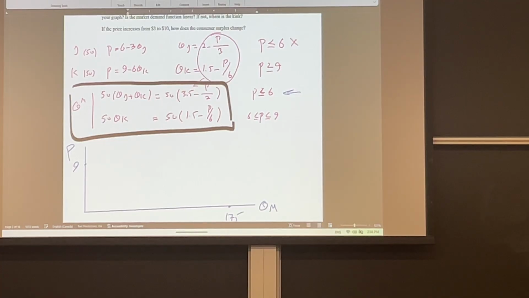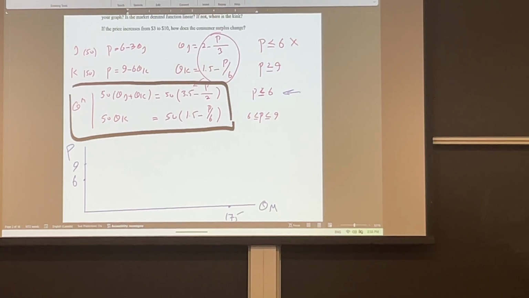The kink is when the price is 6. That's when the two lines intersect. So if you use either of these two, you should get the same number. If you use the second one, that's the easier one. That's 25. Verify. Do you get 25 from the first one? That's where the two lines intersect. So in either one you put 6, you should get the same number. You can see the second one gives you 25.